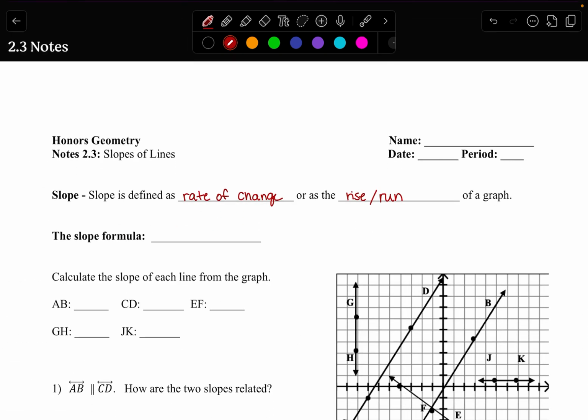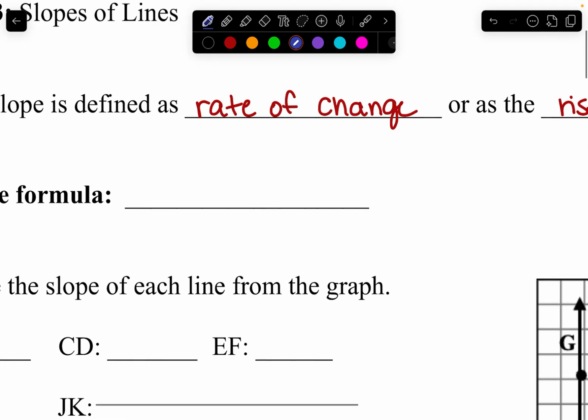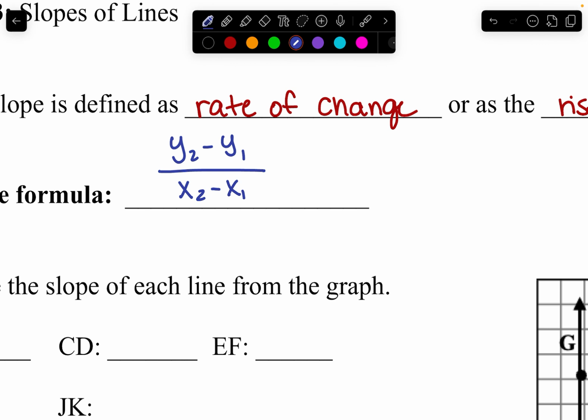We are going to remind ourselves what the slope formula is. The slope formula is y2 minus y1 over x2 minus x1. When we're looking at slope, it's always the vertical change over your horizontal change. It's your rise over your run, okay? Your rise are your y values and your run is your x values.